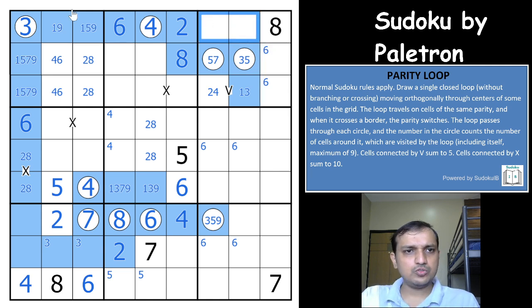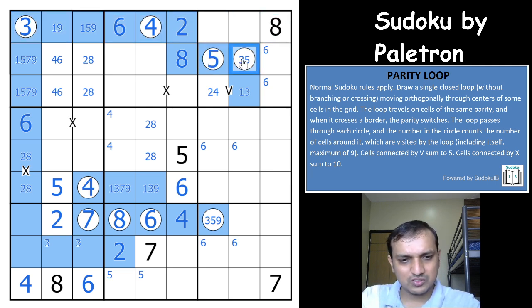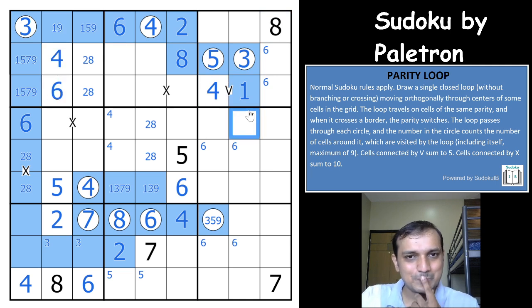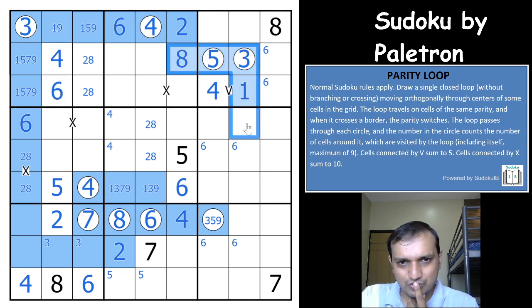Seven is in one of these two cells in this box. Amazing. In this column, 7 is in one of these two cells. So this cell is not a 7. This is 5. This is 3. This is 1. This is 4. That gives you a 6 and a 4 here. So it goes down straight. Doesn't turn around because 3 is already fulfilled.